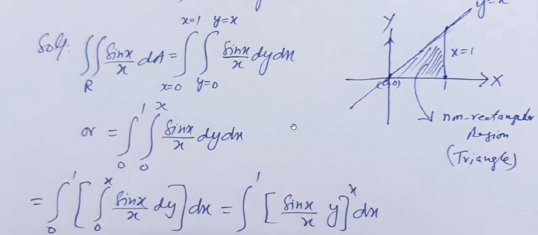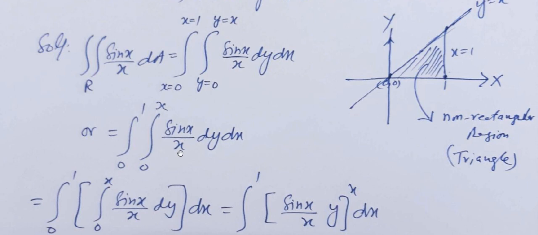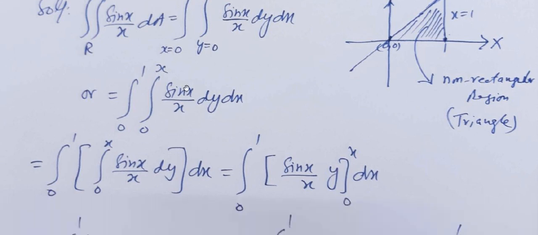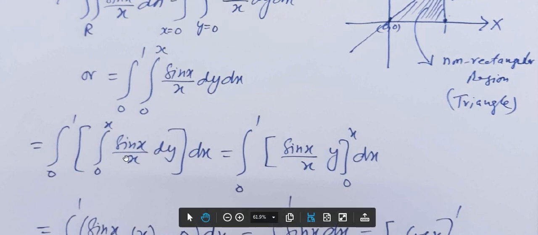Then it is very simple. Now it means x varies from 0 to 1, y varies from 0 to x. No need to write this y and this x. And sin x over x dy dx. Now first you will integrate with respect to y. So this sin x over x, when you integrate with respect to y, will be just like a constant. You can write it outside. So it means only 1 is left.